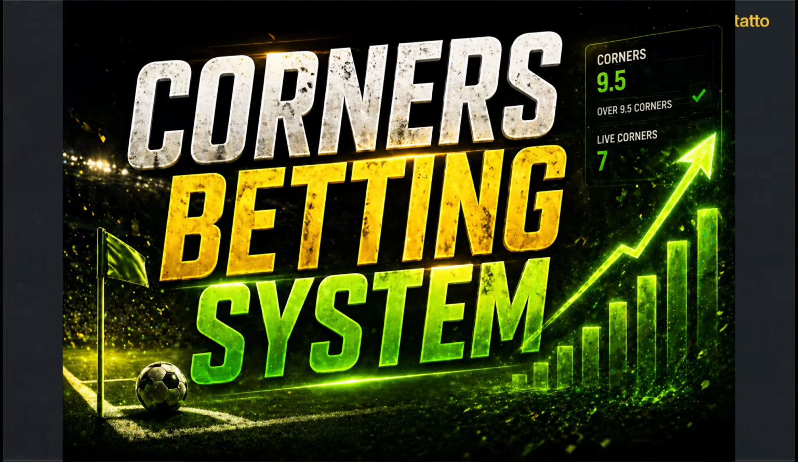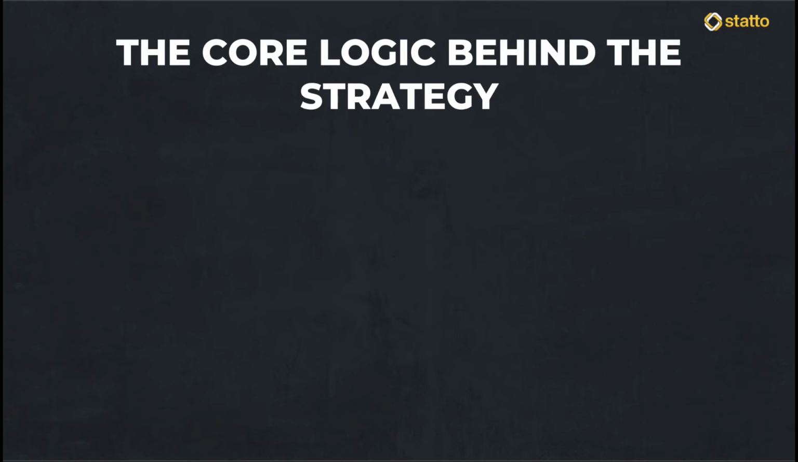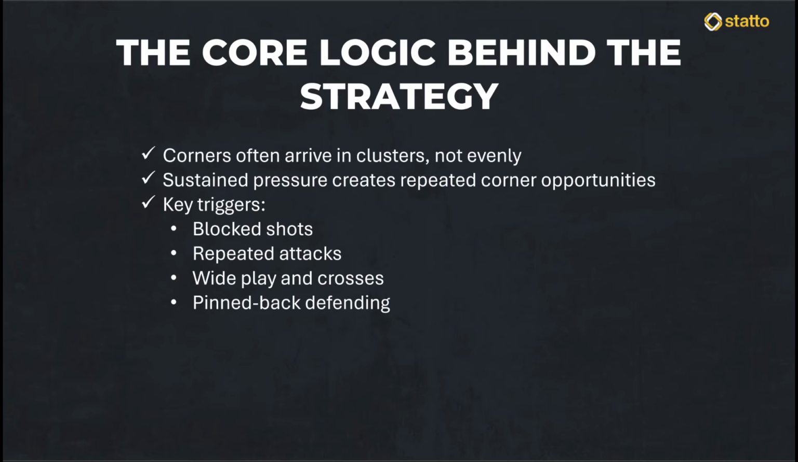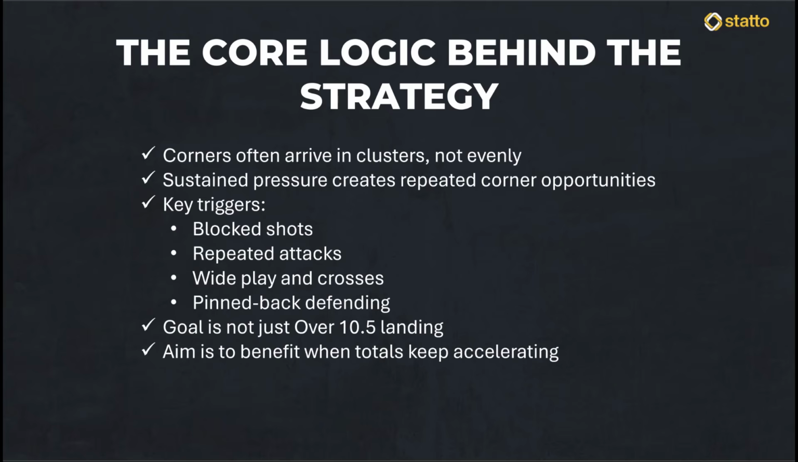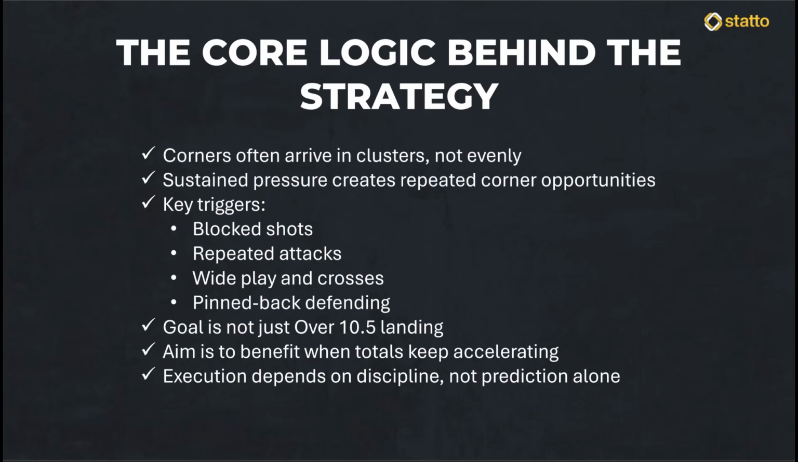Now, before we get into the actual steps, we need to understand the logic behind this strategy. The edge here is based on how corner counts behave in certain matches. In the right game profiles, corners don't increase steadily. They actually come in clusters. You'll often see long spells of pressure, repeated attacks, blocked shots, and teams forcing the ball wide. And when that happens, the corner count can accelerate very quickly.